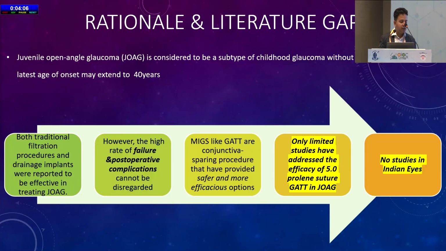Traditional filtration procedures were reported to be effective at treating juvenile open-angle glaucoma. However, the high rate of failure and post-operative complications cannot be disregarded. MIGS like GAT are considered conjunctival sparing procedures and provide a safer and more efficacious option.